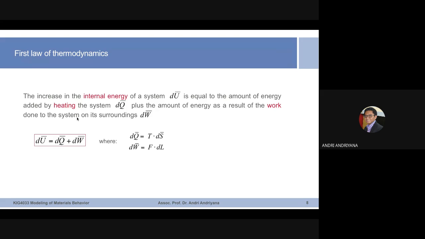It's as simple as that. So dQ from thermodynamics is simply T dS, where T is absolute temperature and dS is the change of entropy. While dW is F times dL, where F is the force that we apply to the material to stretch it, and dL is the change of length, something to do with deformations of materials.